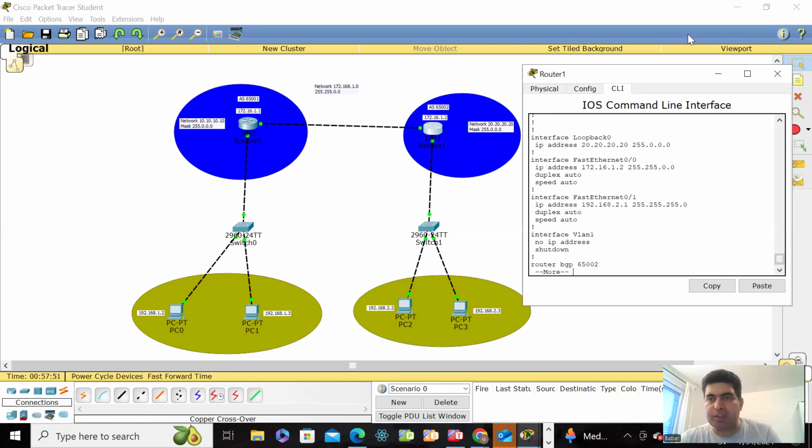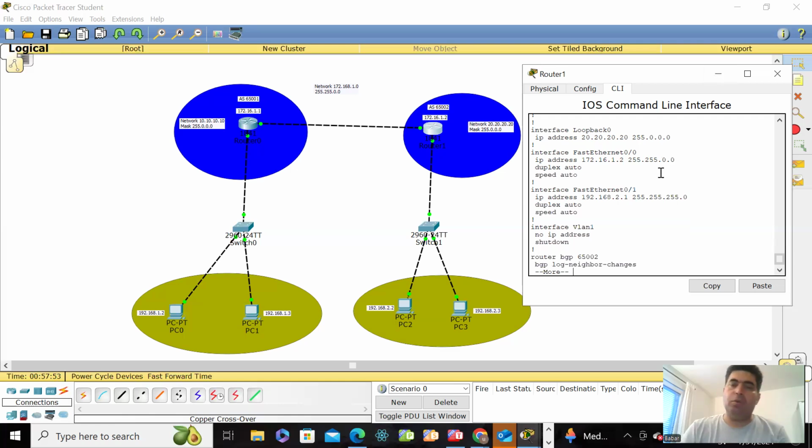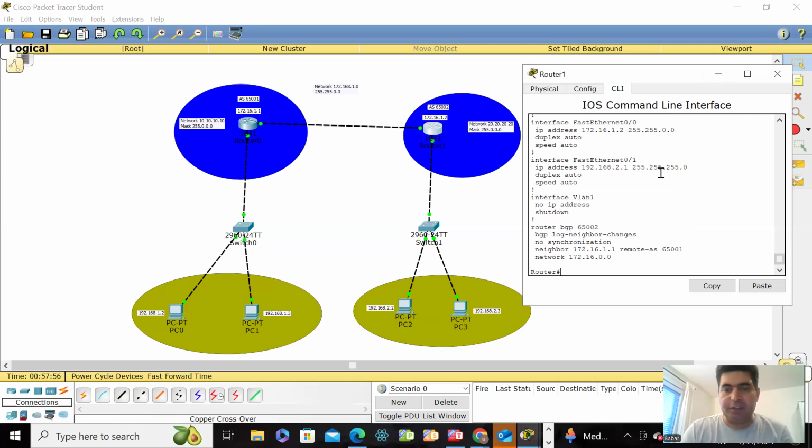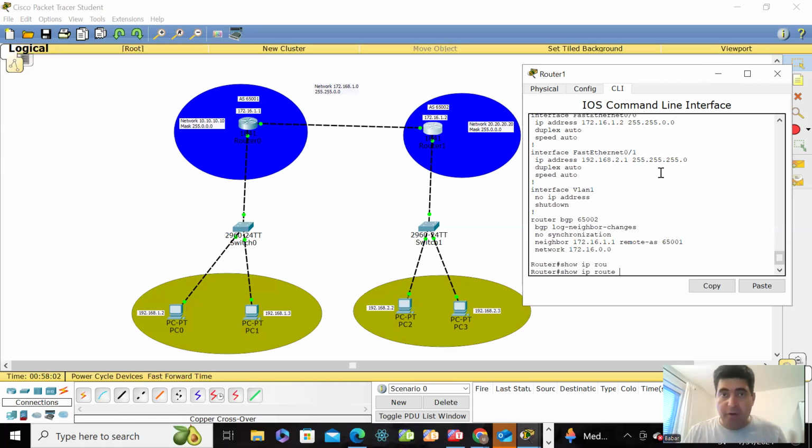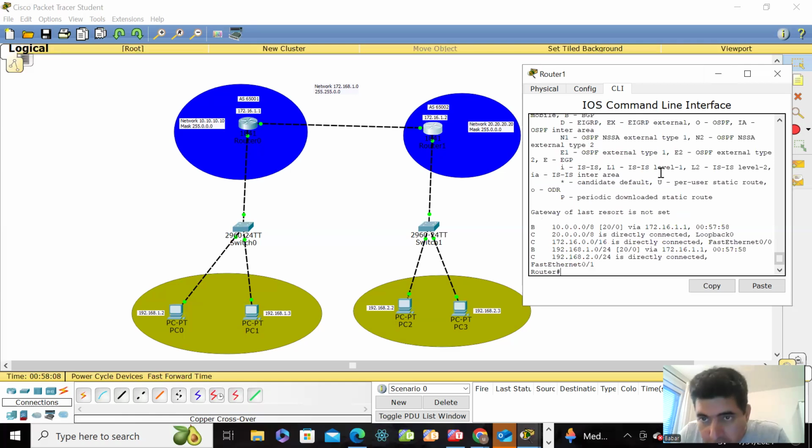So these are the two autonomous systems, and now let's see how it works. The first command is show ip route. I have to check that everything is working fine in our BGP configuration. It shows me that BGP is configured. That's no problem, that looks good.